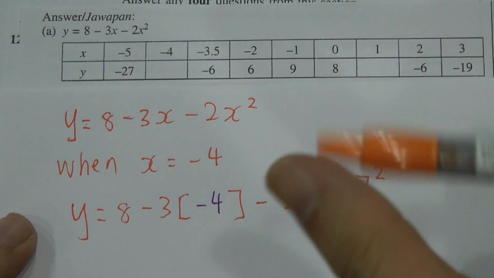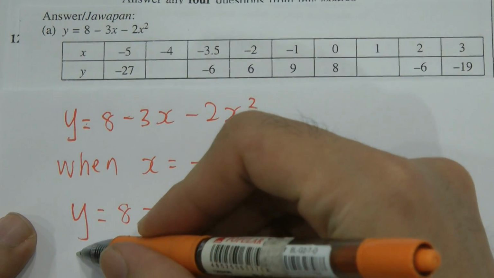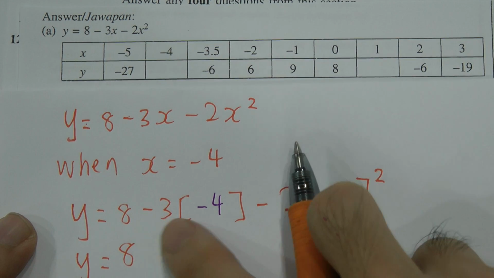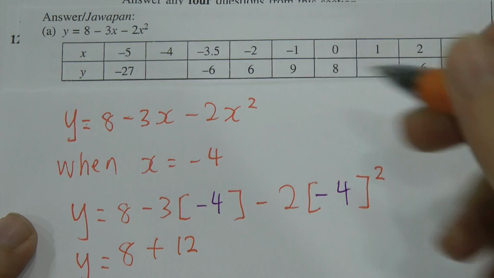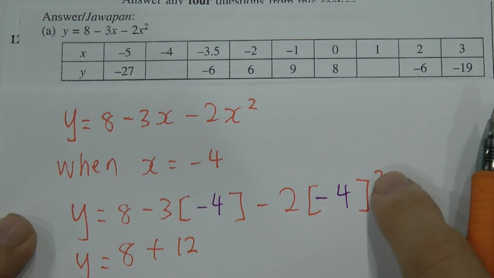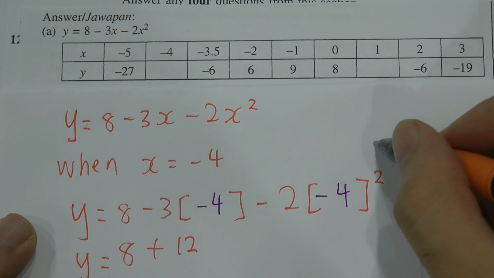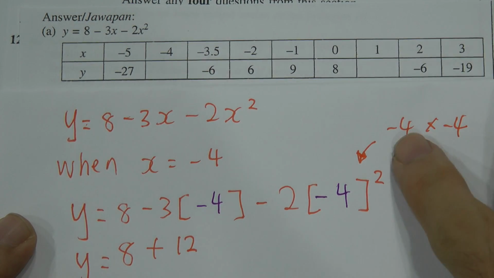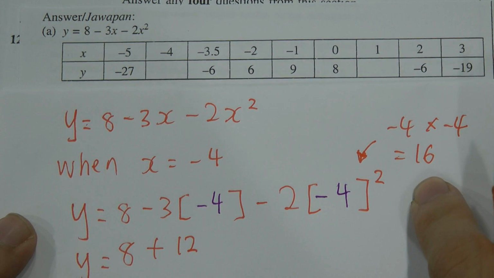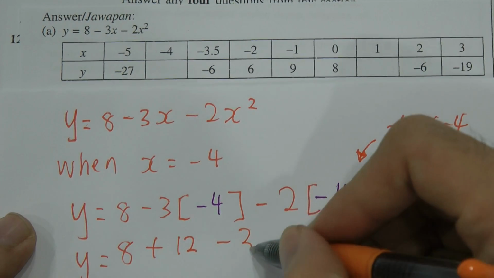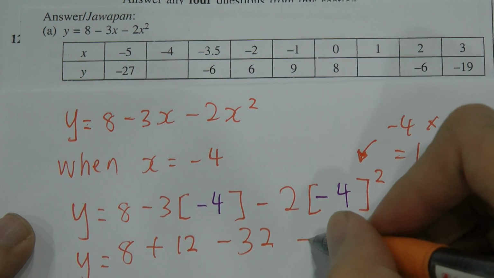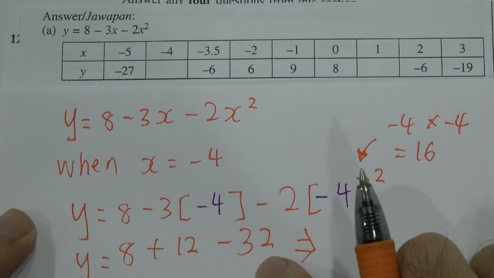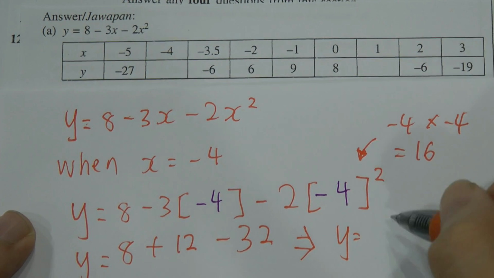Then you just solve this equation. y will equal to 8, -4 multiply -3. Negative multiply negative, you get positive 12. And then -2 multiply (-4) squared. (-4) squared means -4 multiply -4, which equals 16. So -2 multiply 16 will give you -32. Then you just press the calculator. 8 plus 12 equal to 20. 20 minus 32, you got -12. So therefore y will equal to -12.